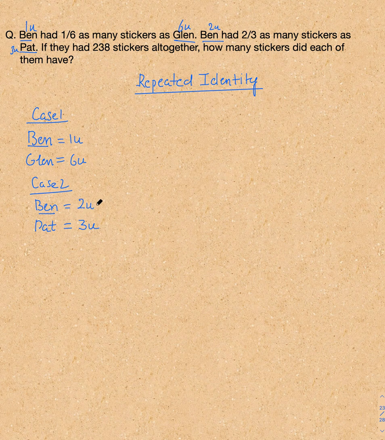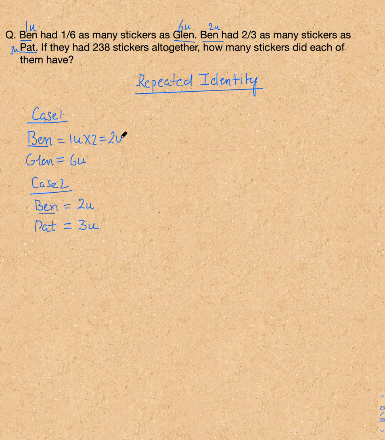If we try to make it 1 unit, we have to divide it by 2. But then if I divide Ben's unit here by 2, I have to divide Pat's unit also by 2. But then that will give me a decimal number, because 3 divided by 2 will give me 1.5. So I don't want to go into decimal. So what I can do is make this one 2 units. How can I make it 2 units? Just multiply it by 2, right?